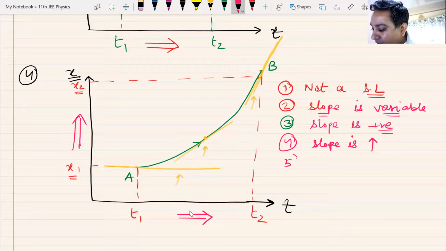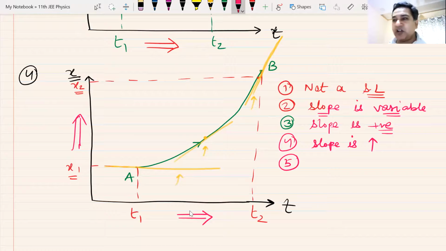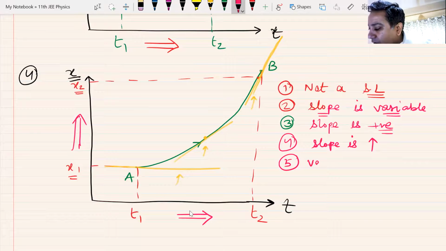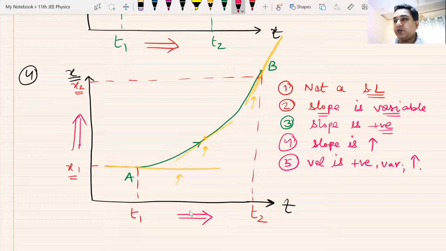Now, since we have talked about slope, let us convert that slope into velocity. Let us have the velocity points quickly, in one sentence. Velocity is positive, variable, and it is also increasing. Yes or no? Velocity is positive, velocity is variable, and velocity is increasing.